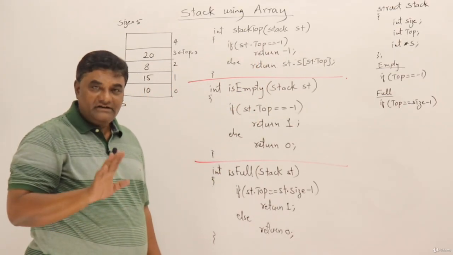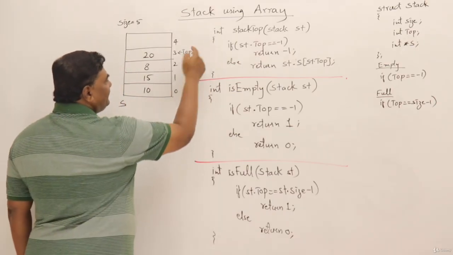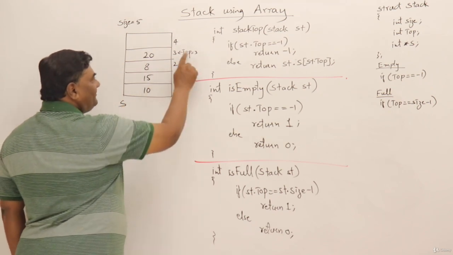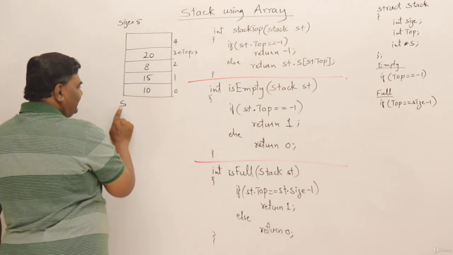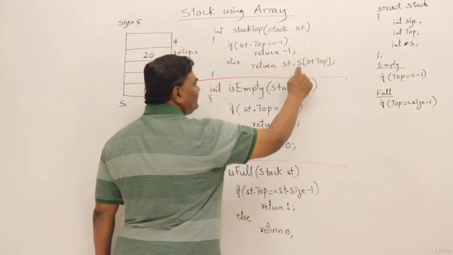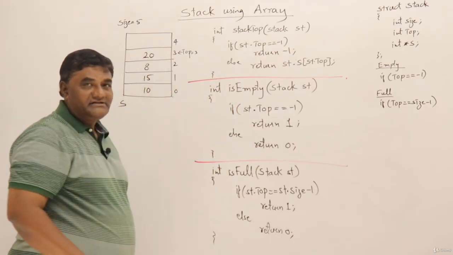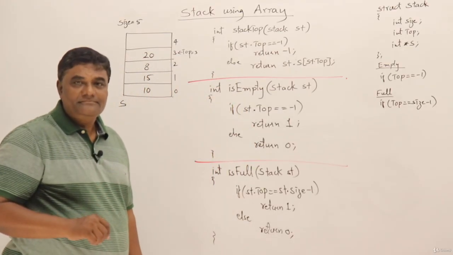Otherwise, there are some elements. So wherever top is pointing, it should return this value. So what is this value? S of top value. But this is inside structure st, so it should be st.s of st.top. So st.s of st.top should return this value. So that is stack top. And these are simple statements, so the time is constant.